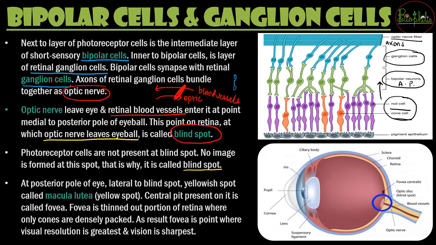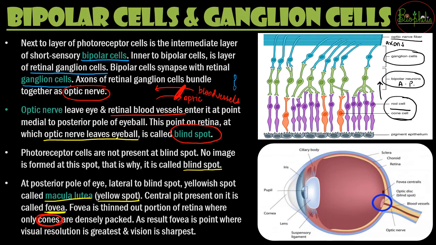The macula lutea. What is this part? It is the yellow spot. Just lateral to the blind spot, a yellowish spot is present, and this yellowish spot is located in a depression, in a pit, and this pit is called the fovea. So this fovea is a thinned out portion of the retina where only cones are going to be present. Only cones, that means only colored vision.